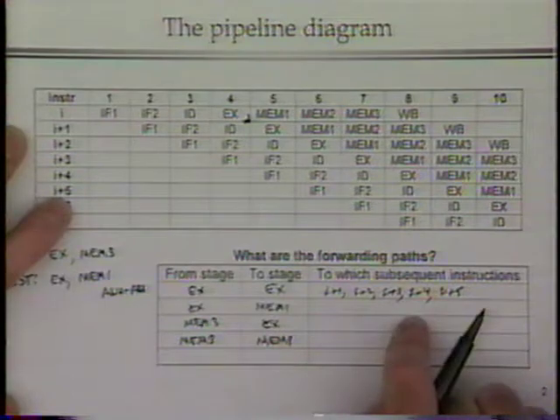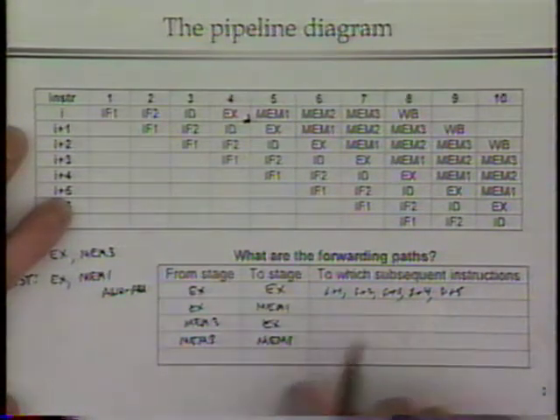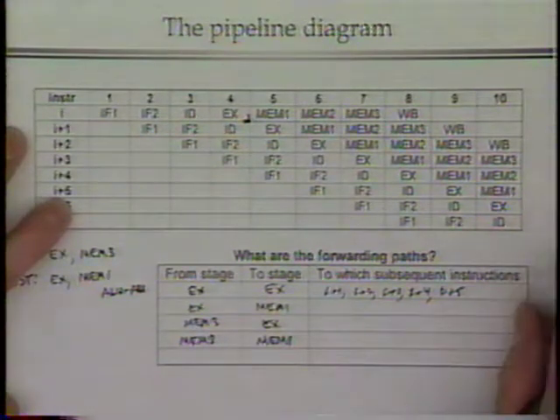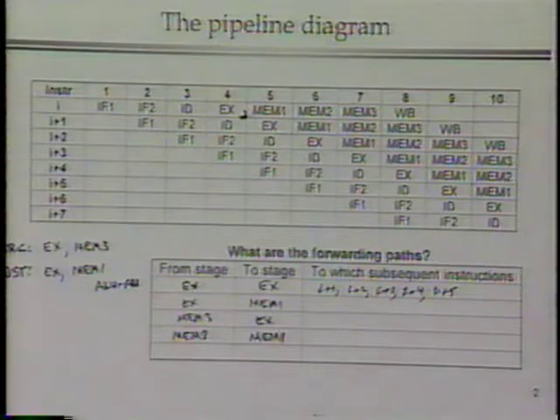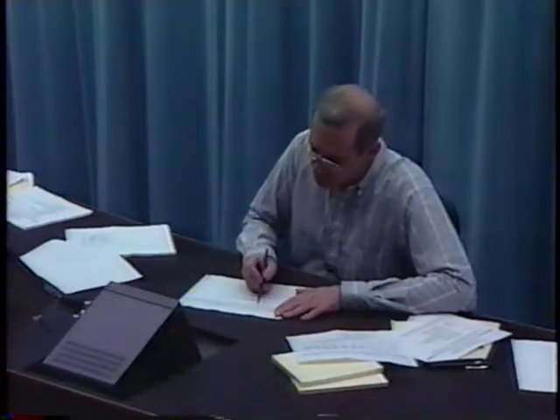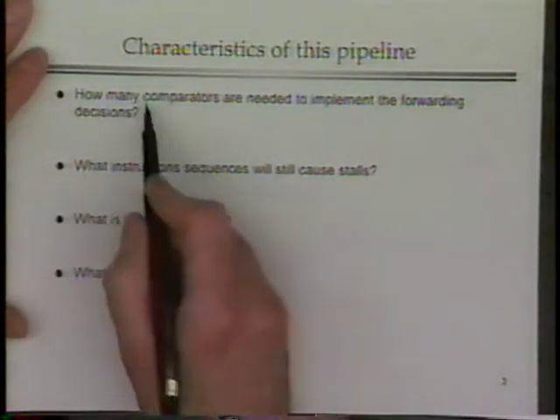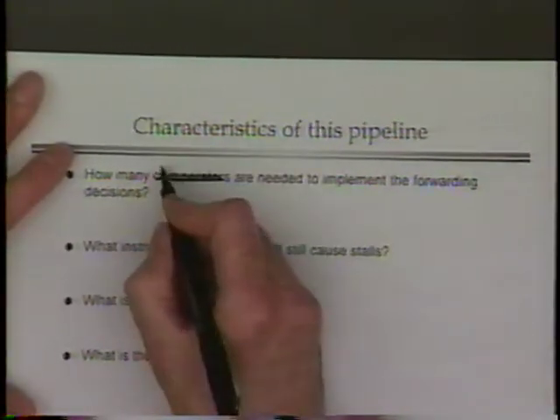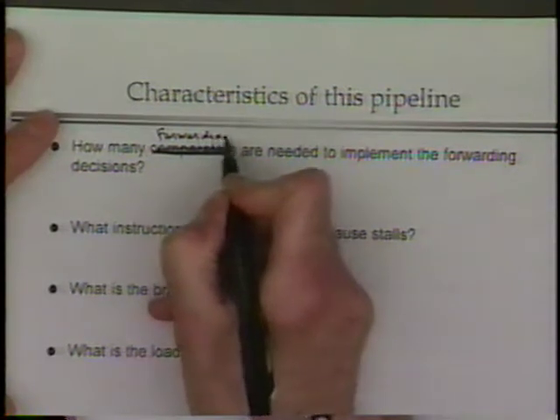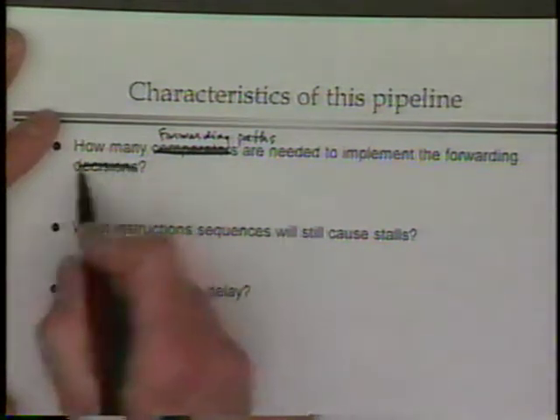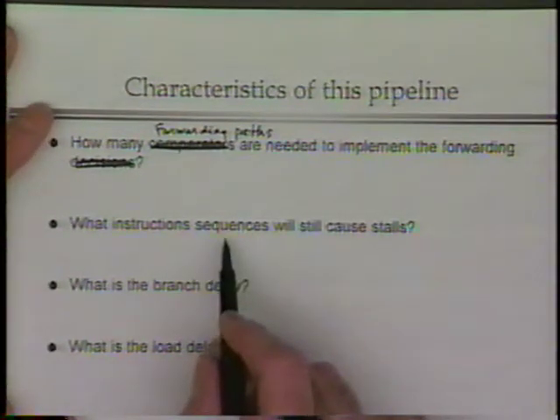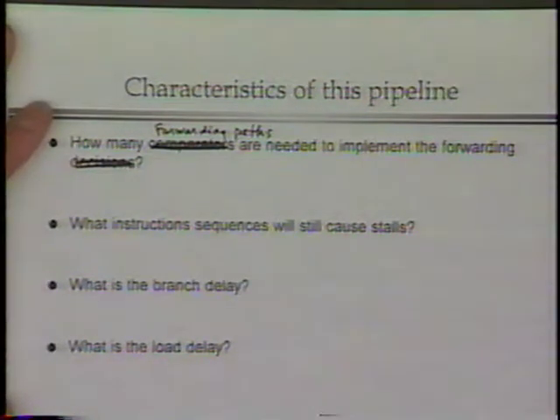Now, one of the things we're going to watch out for in doing this analysis is a couple of things. One are the places where forwarding can't help us and we're going to have to stall, and there'll be more of them here than there were in the DLX pipeline. And the other is what the real physical forwarding paths are. The following slide asks some questions which we'll answer in the course of this analysis, but I don't like the first question because I think the question about how many comparators are needed is basically an ambiguous one. We'll focus more on how many forwarding paths we're going to need to be able to implement the forwarding. And the other thing we're going to watch out for is what instruction sequences cause stalls, and in particular what is the load delay.